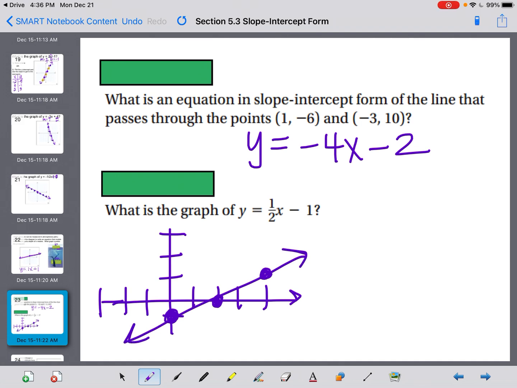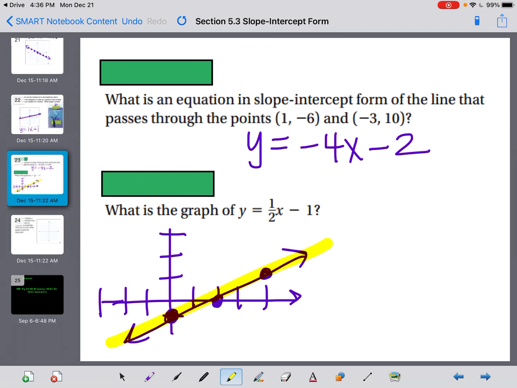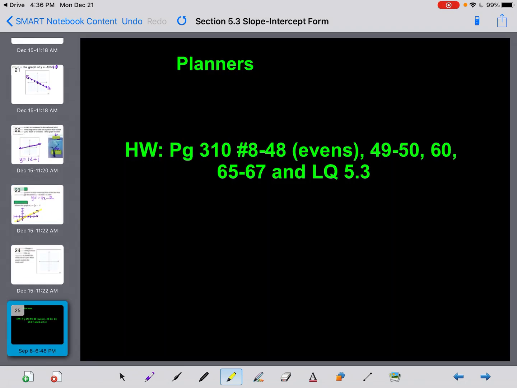All right, hopefully you got y equals negative 4x minus 2 and a graph that looks something like this. If you have any questions, you know where to find me. Otherwise, you can finish page 310, 8 through 48 evens, 45 through 50, 60, 65 through 67, and the rest of the lesson.